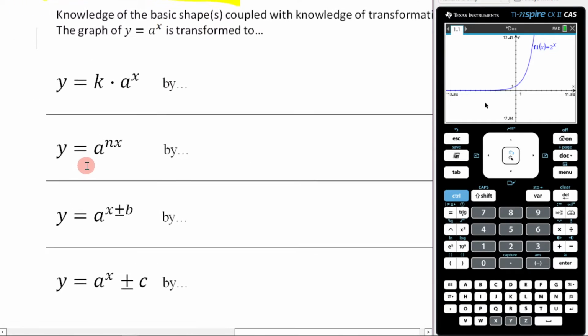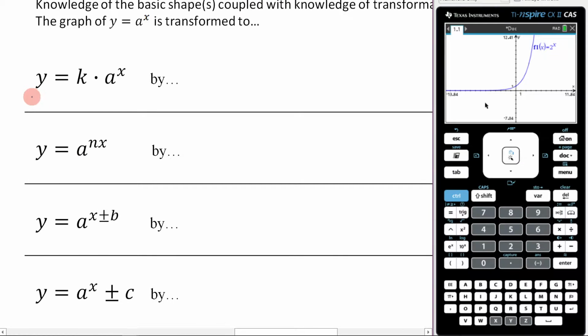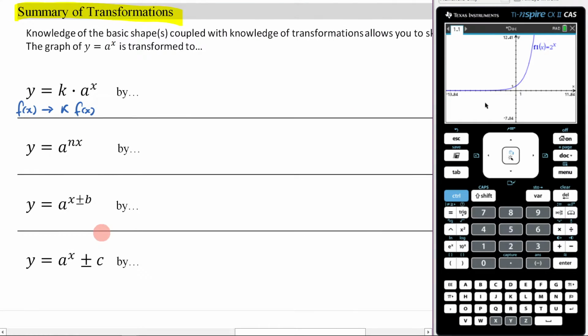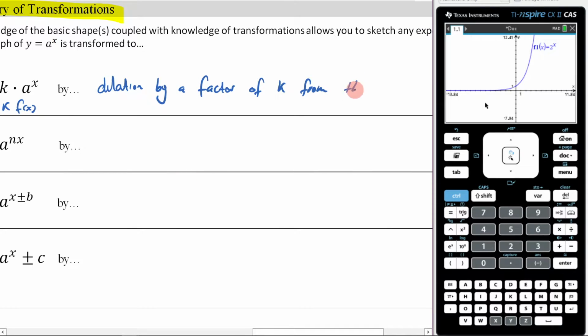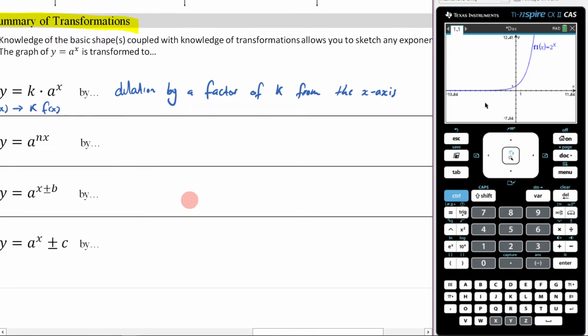Before we do that, I just want you to think about this in terms of function notation. So this is saying we're starting with f of x, and what we're doing is we're multiplying f of x by a factor of k. So the entire function is being multiplied by a factor of k. Now, what does that mean? What that means is that we're performing a dilation by a factor of k from, now this is the important part, the x-axis. That's what it's saying to us.